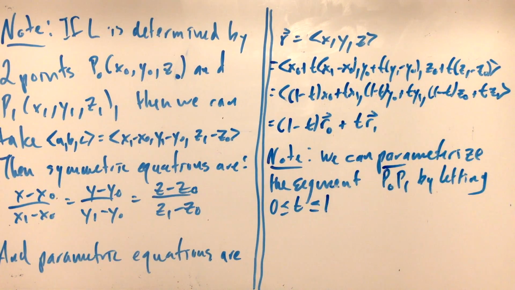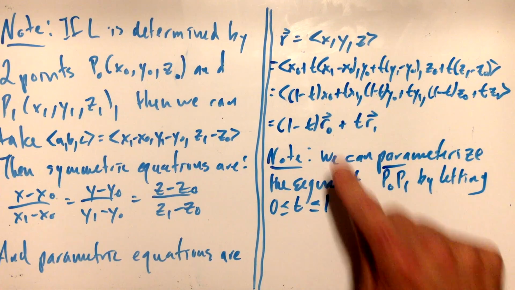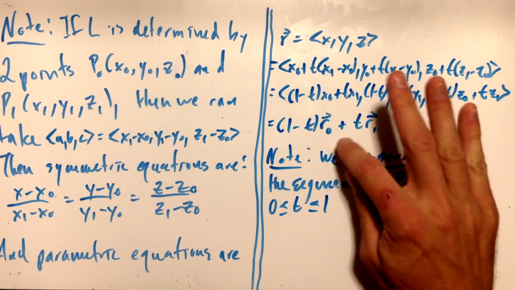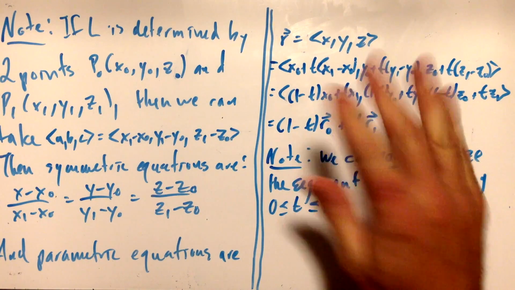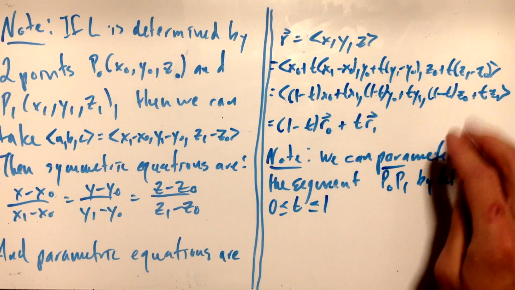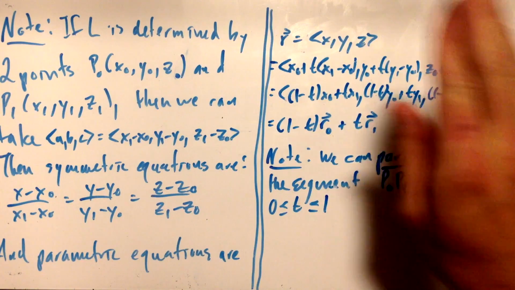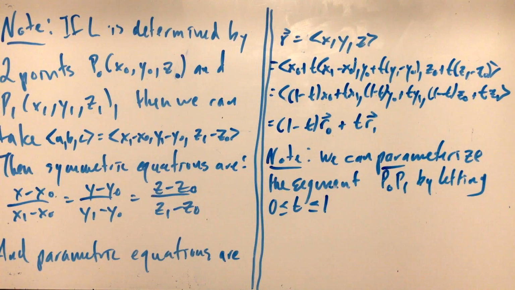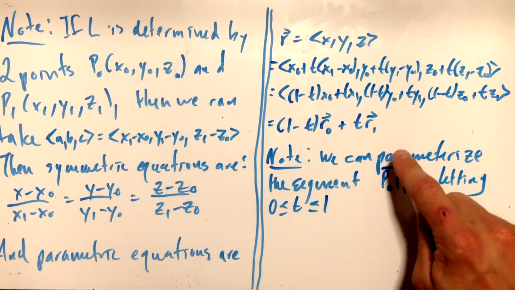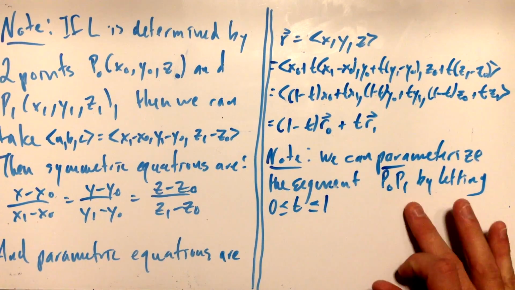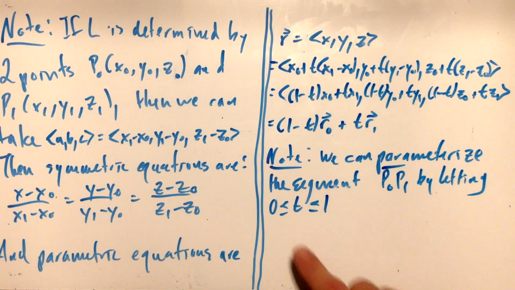So we can break this up into two vectors, one which is (1 minus t) x0, (1 minus t) y0, (1 minus t) z0, which is precisely (1 minus t) times r0, where r0 is the position vector for p0. And then we have t x1, t y1, t z1, which is t times r1, where r1 is the position vector for p1. So that's really nice. r is equal to (1 minus t) r0 plus t r1. Great. And we can parameterize a line segment from p0 to p1 by taking this equation right here and then just taking t between 0 and 1.